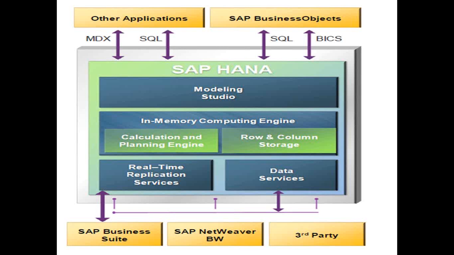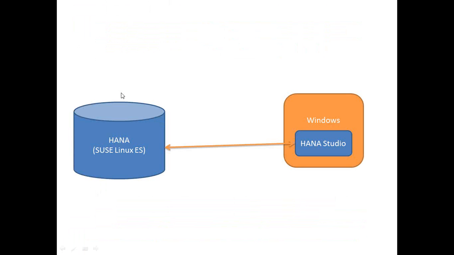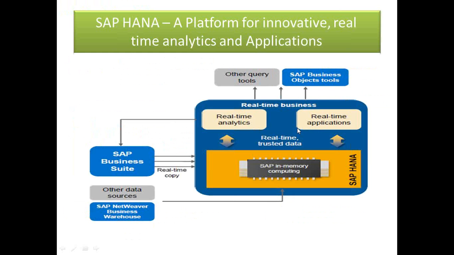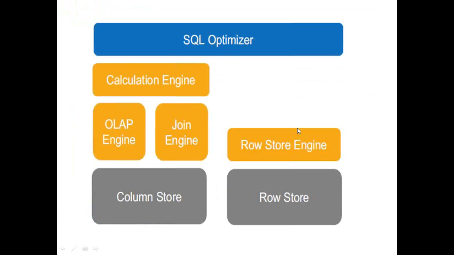So let me quickly recap this. This is my high-level architecture of HANA, in which you can see three layers, in fact four layers. Layer 1 is the source system layer, layer 2 is the data provisioning layer, layer 3 is the HANA database layer, and layer 4 is the reporting layer. The database resides in one operating system. We communicate to the HANA database using a tool called HANA Studio, which is installed in the Windows environment. Different kinds of engines: calculation engine, MOLAP engine, join engine, row store engine, column store engine. We have different kinds of engines.